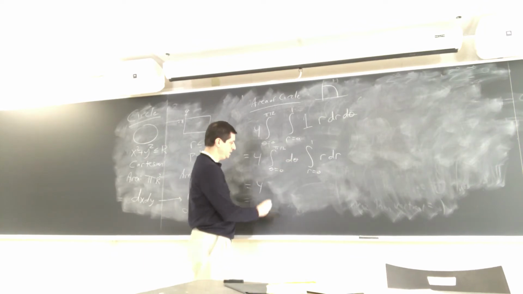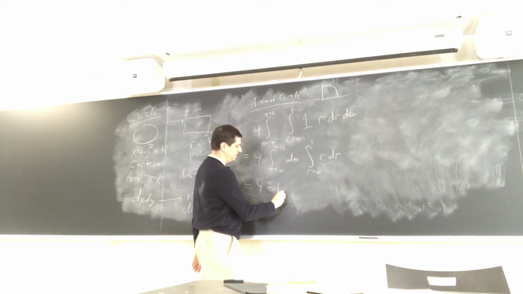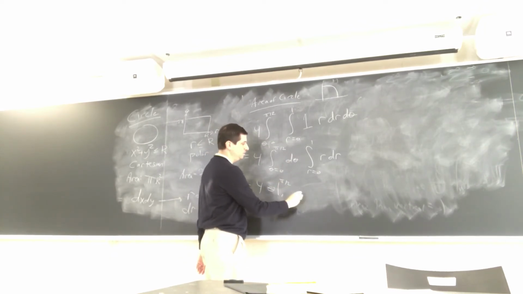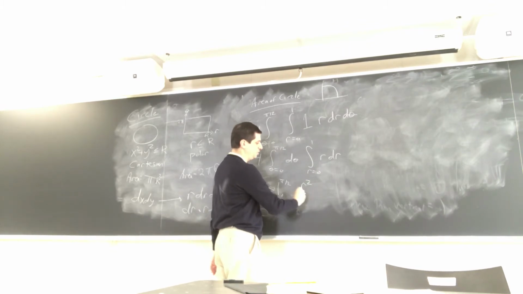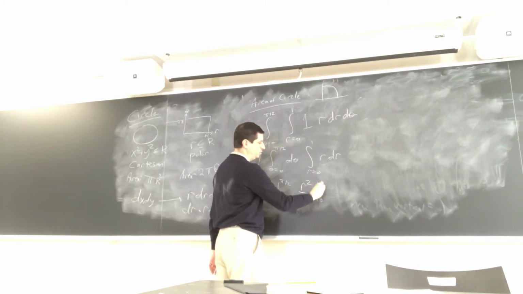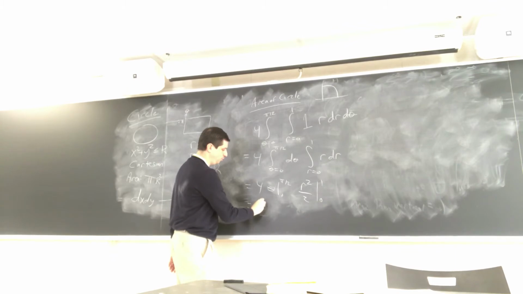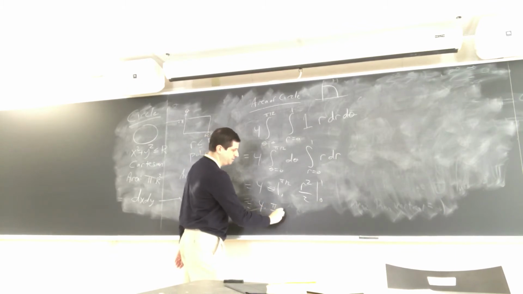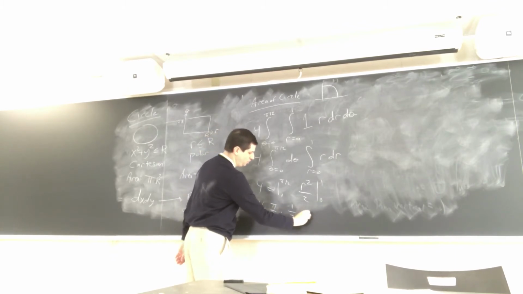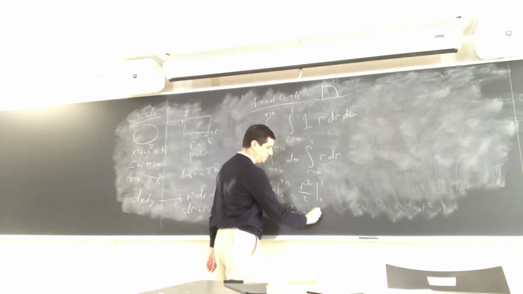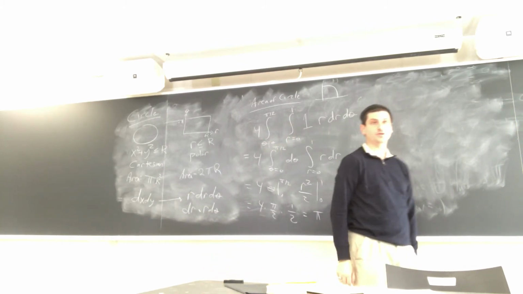The theta integral is just going to be theta evaluated at pi halves and 0. And the r integral is just going to be r squared over 2 evaluated at 0 and 1. So we get 4 times pi halves times 1/2, which is pi. And that is the area of a circle of radius 1.